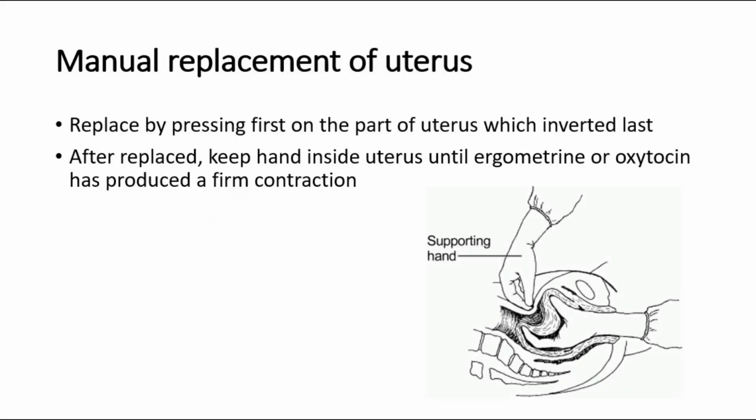So I'll talk a bit on the manual replacement of the uterus. So replace the uterus by pressing first on the part of the uterus which inverted last. And after replacing the uterus, keep the hand inside the uterus until the ergometrine or oxytocin has produced a firm contraction. This is a picture of a manual replacement of uterus.